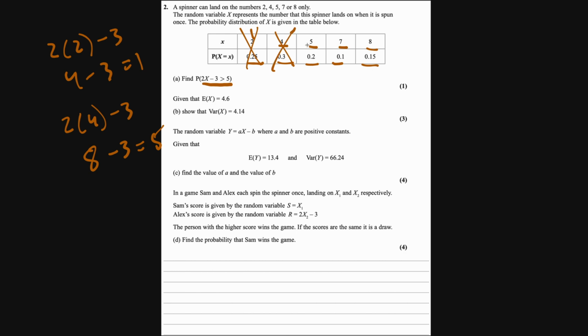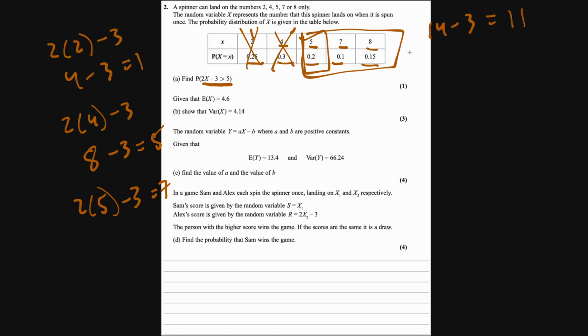When x is equal to 5, we're saying that 2 multiplied by 5 minus 3. So 10 minus 3 is 7, and 7 is greater than 5. So this does match our criteria. And from here on out, they're just getting bigger and bigger. So we know that all of these values match our criteria. But let's just make sure that the rest of these values match this criteria.